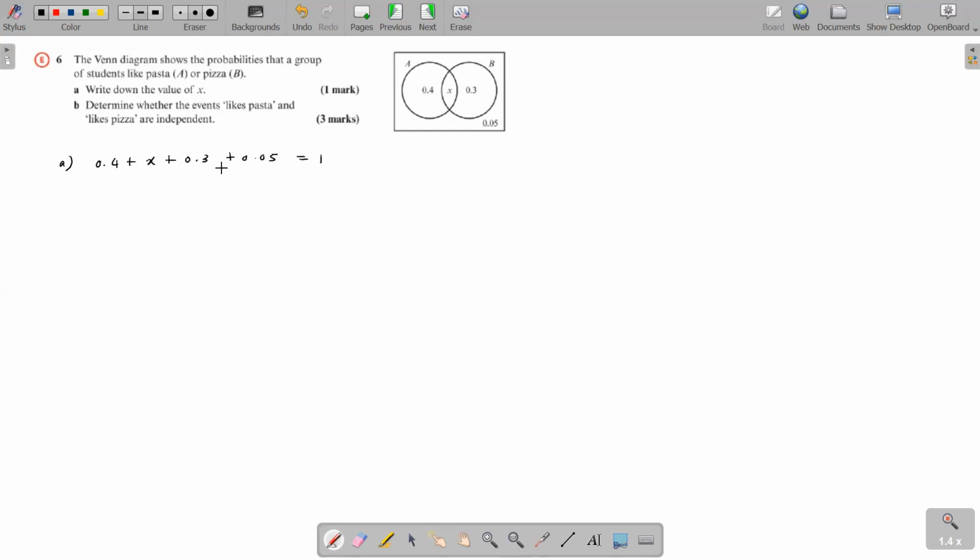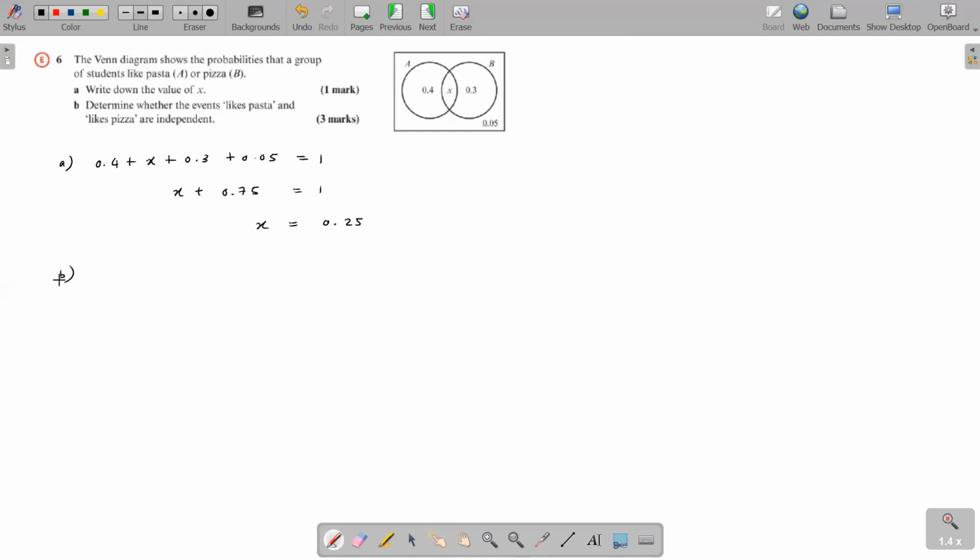So 0.4 plus X plus 0.3 plus 0.05 must be equal to 1. So X plus 0.75 is equal to 1. So X equals 1 minus 0.75. That's 0.25, isn't it, guys? So X equals 0.25. Agreed? Okay, so X equals 0.25. That's the answer for 1 mark.